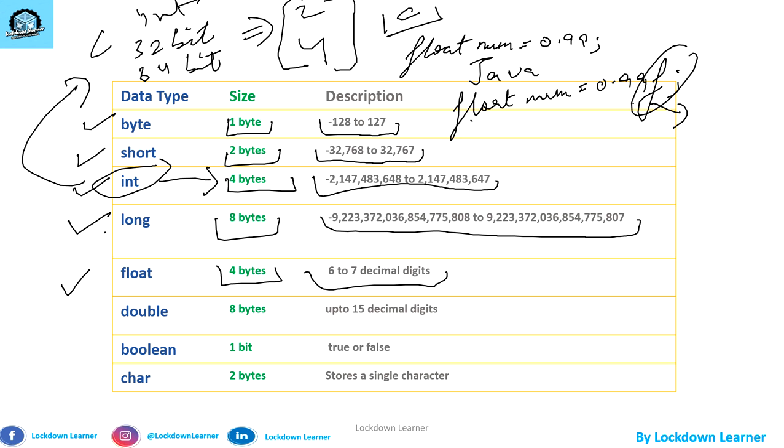We will discuss type conversion or typecasting also in further slides. Now you are seeing here that in float it is compulsory to write f to show that it is a float type, not a double type. If you are not writing f, it will take it as a double.